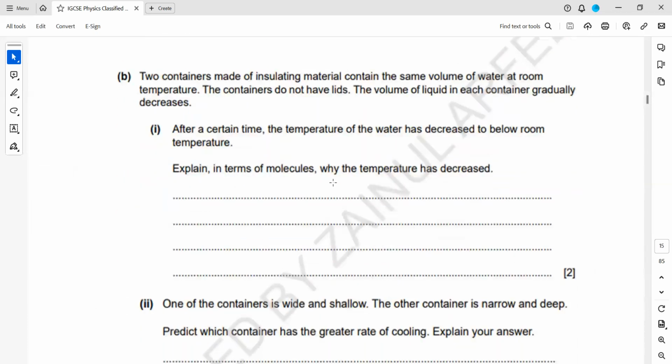The next is: two containers which are made of insulating material contain the same volume of water at room temperature. The containers do not have lids. The volume of the liquid in each container gradually decreases. After a certain time, the temperature of the water has decreased below room temperature. Explain in terms of molecules why the temperature has decreased. So which process occurred? Evaporation. Because of evaporation, the most energetic molecules gain energy and they leave the liquid surface.